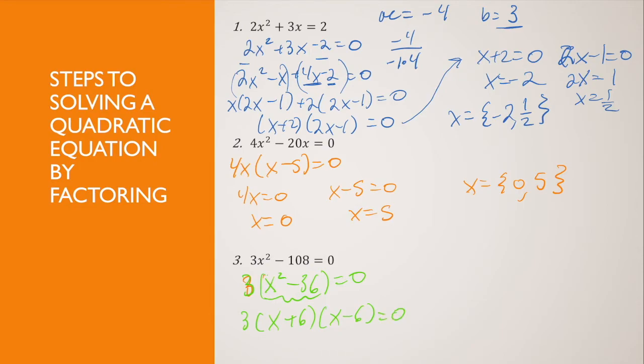And I set all of my factors equal to 0. Now the 3 equals 0 doesn't really make any sense, so we ignore that. I've got x plus 6 equals 0 and x minus 6 equals 0. So x is negative 6 or x is positive 6. My solution set is x is negative 6 or 6.